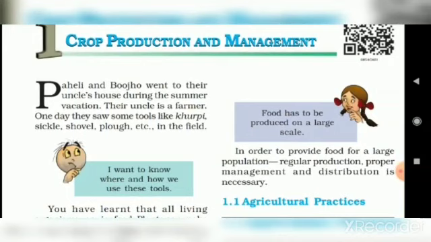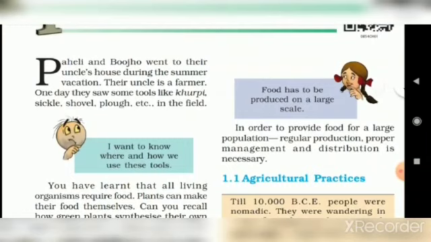So, Bhoju and Paheli, one day they went to their uncle's house during their summer break, and their uncle is a farmer. And one day they saw some tools like khurpi, shawl, sickle, in the field. And Bhoju is asking a question: where do we use these tools and how? So we all know we use these tools in agricultural practices.